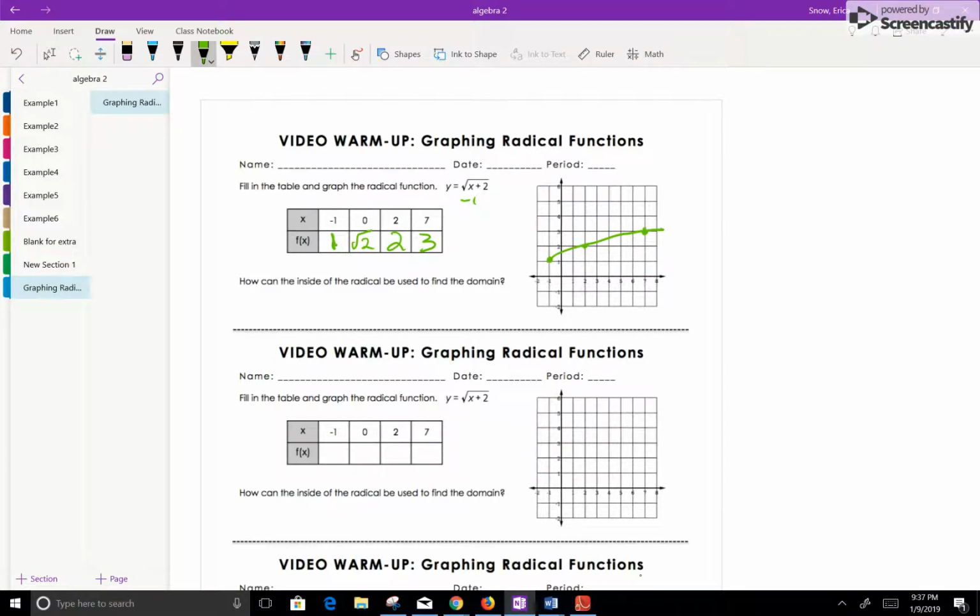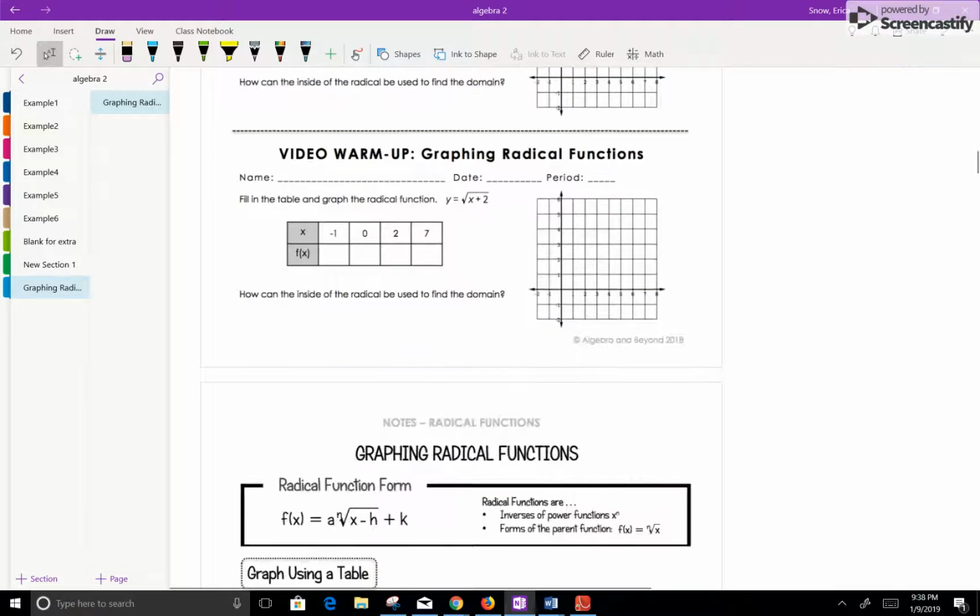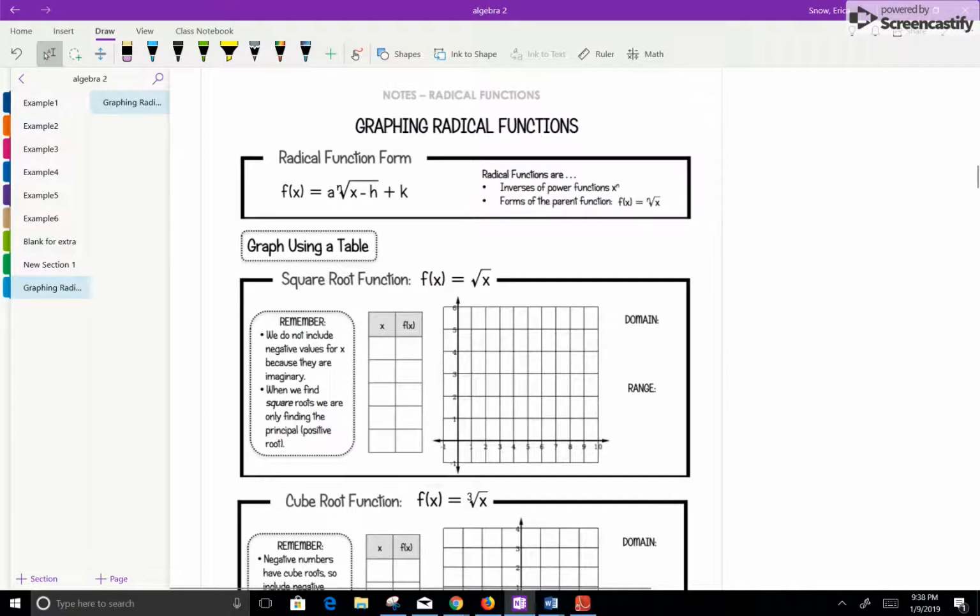So how can the inside of the radical be used to define the domain? Basically, what you need to know is that underneath part, that x plus 2, has to be greater than or equal to 0, because we can't have anything negative underneath that radical or we get an imaginary number. So in this case, our x has to be greater than or equal to -2. All right, let's go on.